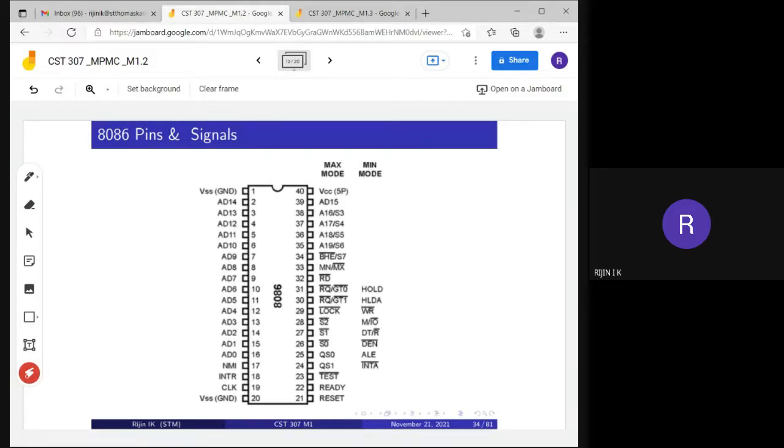Actually, this bus high enable pin is used to indicate the transfer of data using the higher order data bus, that is D15 to D8. That means D8 to D15. So the bus high enable pin is used to indicate the transfer of data.